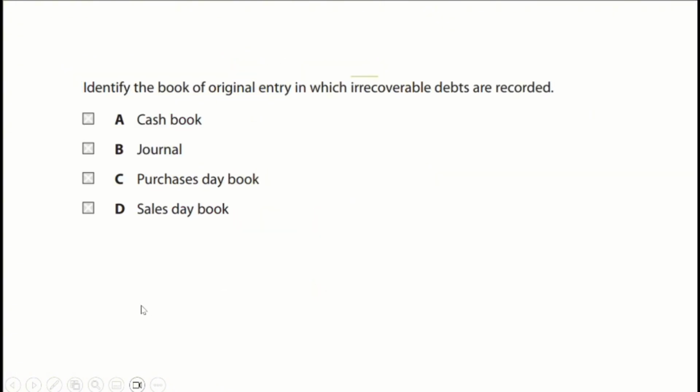There's some MCQ. Identify the book of original entry in which irrecoverable debts are recorded. We did a similar question to this before. The answer should be journal. Always remember to use X while identifying the answers for a multiple choice question.